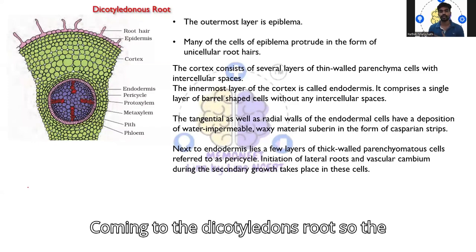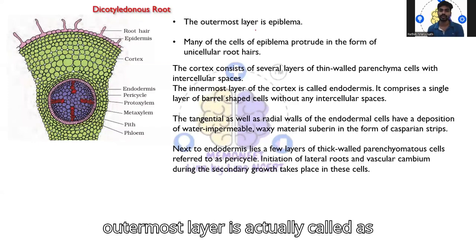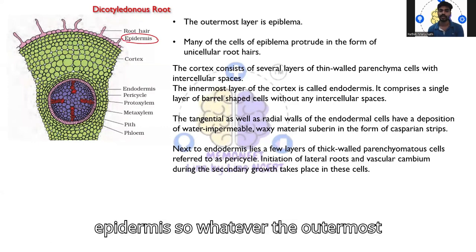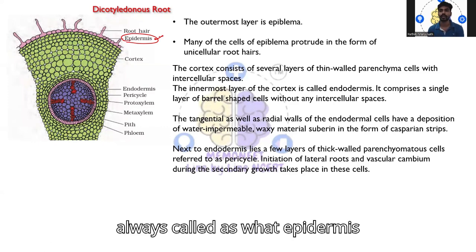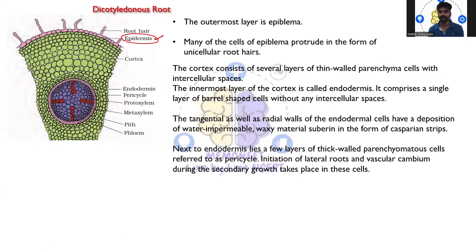Coming to the dicotyledons root, the outermost layer is actually called the epidermis. Whatever the outermost layer that we see, they are always called what? Epidermis.